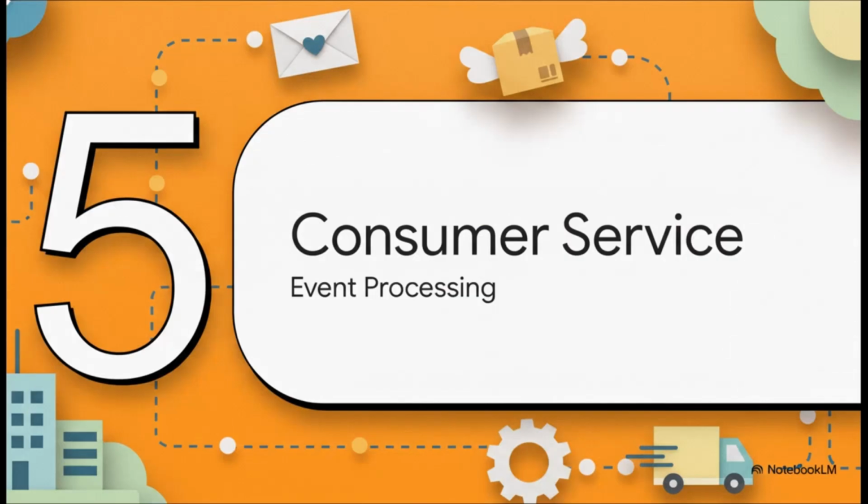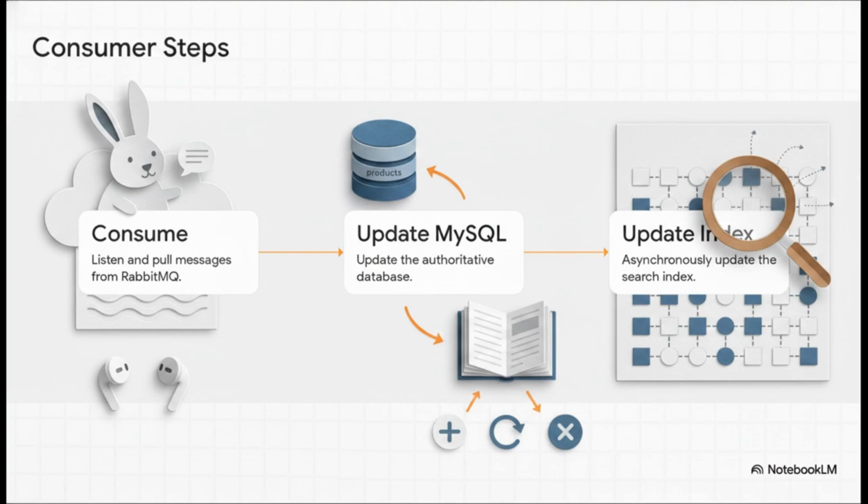All right, part 5, the consumer service. Meanwhile, our consumer service is running a background task, totally independent of the producer. Step 1, it continuously listens to that RabbitMQ queue, pulling down messages as they arrive. When it pulls our wireless earbuds event, it deserializes it.